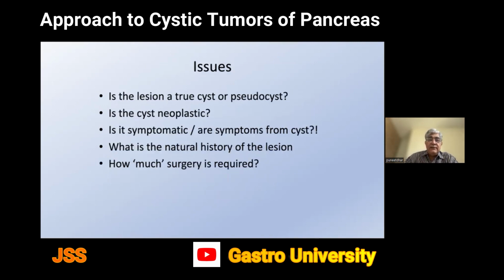So when you're faced with a cystic lesion on a CT scan or an ultrasound, the questions you have to ask yourself: is this lesion a true cyst or a pseudocyst? Is the cyst neoplastic? Is it symptomatic? And if it's symptomatic, are the symptoms likely to be attributable to a cyst? Don't be trigger happy and just remove the cyst and we're still left with gallstones or peptic ulcer or something else. We need to know what is the natural history of the lesion, and that's why we need to know the type of the cyst, what their pathology actually reveals, and in case surgery is needed, how aggressive do we need to be?